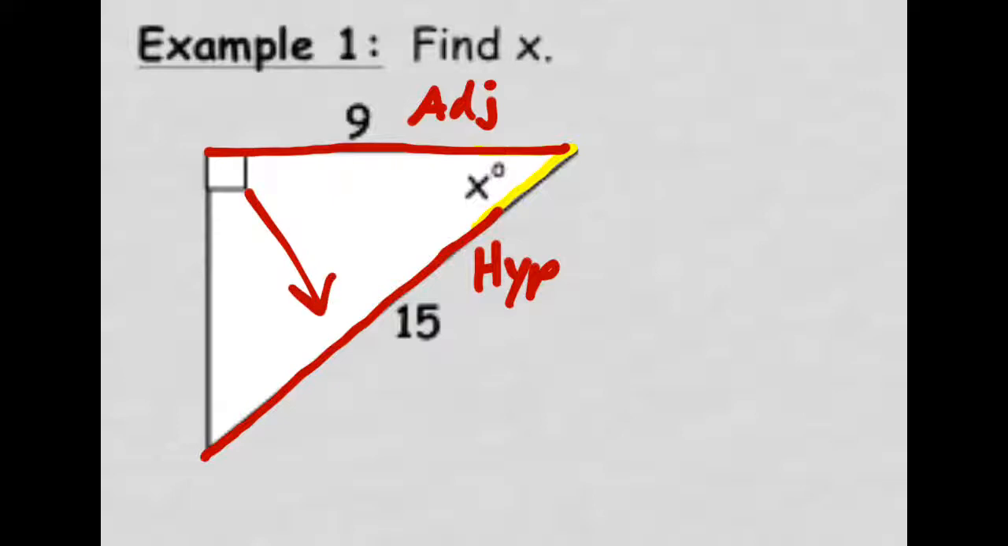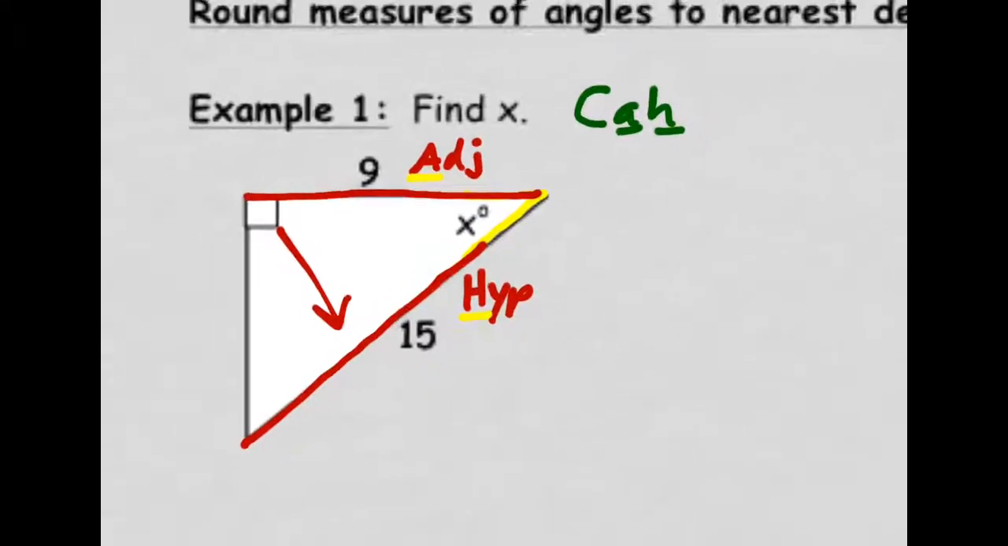So I've got my adjacent, I've got my hypotenuse. I have to remember from SOHCAHTOA which one deals with the A and the H. That would be my CAH of SOHCAHTOA. I've got my A and my H right here. So that's cosine. Alright. So I'm going to scoot out a little bit here.